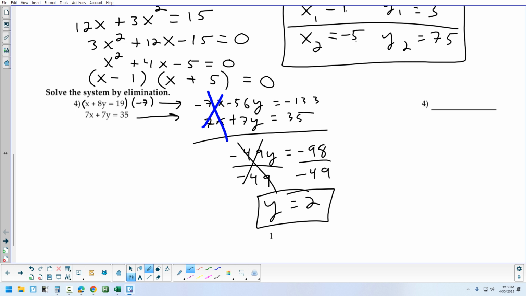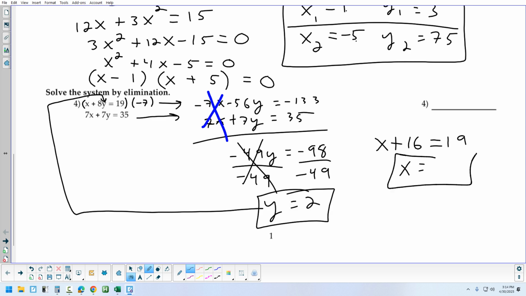And now, which one did you plug back into to find x? I plugged it back into the first one. Back into the first one. Okay, so we'll fill that in right there. And when you filled it back in, 8 times 2 gives me how much? 16.